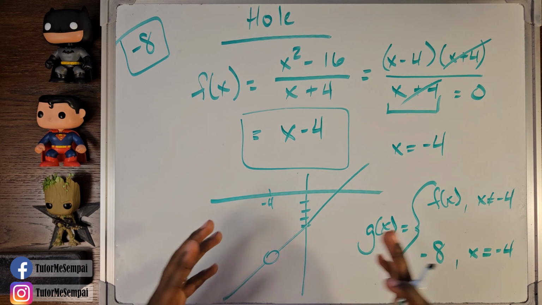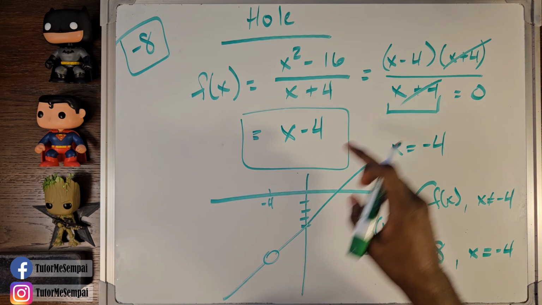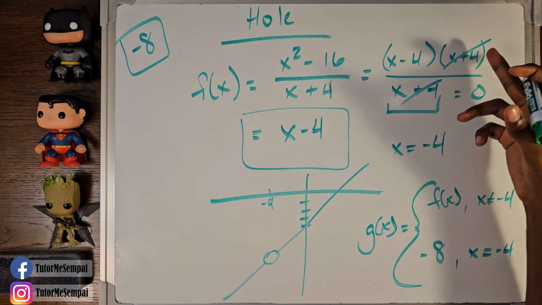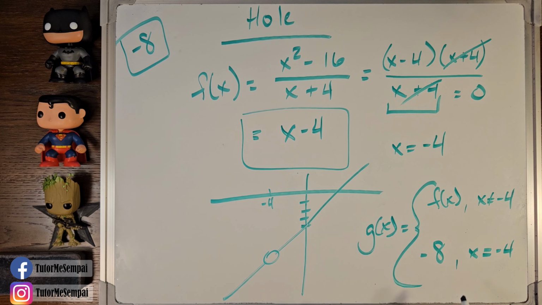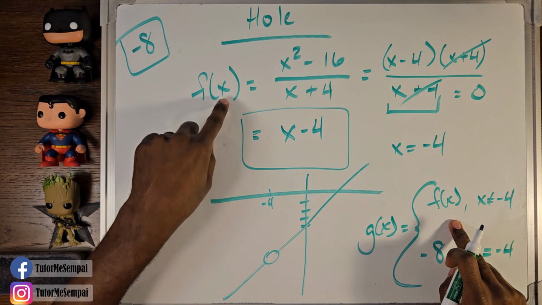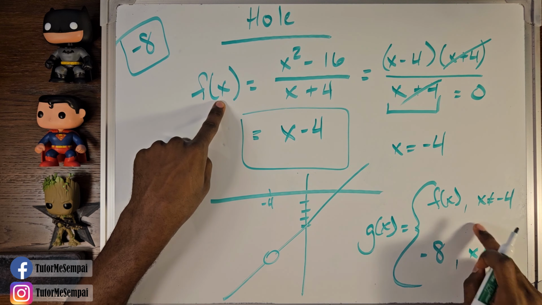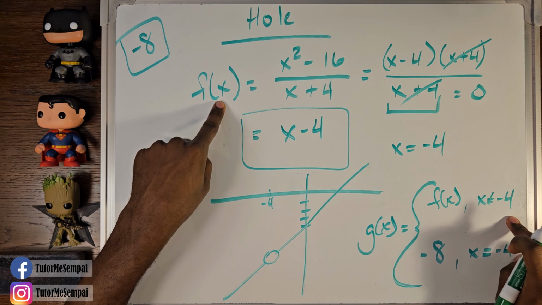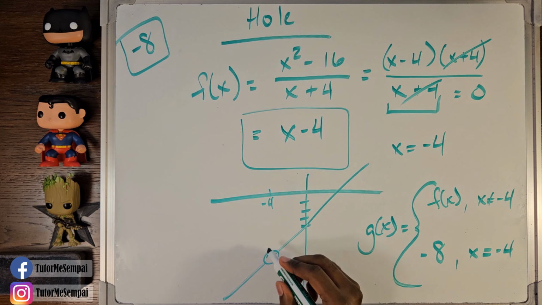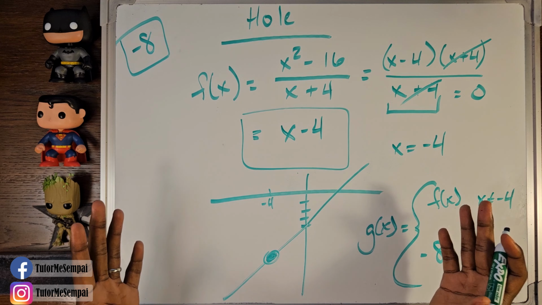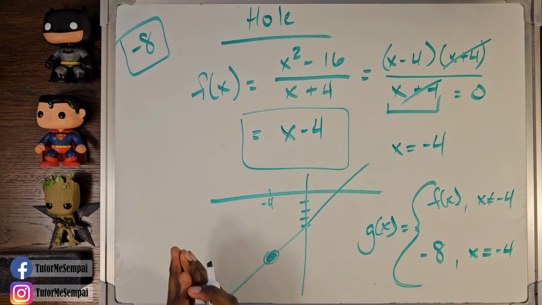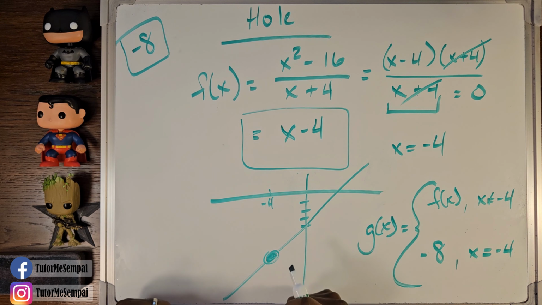You can do this because it's a removable discontinuity. So you can cross out the thing that's in common, and if you want to make it continuous, simply plug in the missing value. For everything else, it's going to be this f of x. However, because it doesn't exist at x equals negative 4, we're going to have to plug it in, and by doing so, we fill in this hole. So this is the example of a hole discontinuity. Let's jump into our infinite discontinuity next.